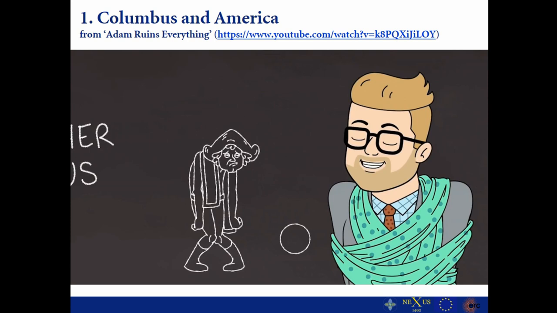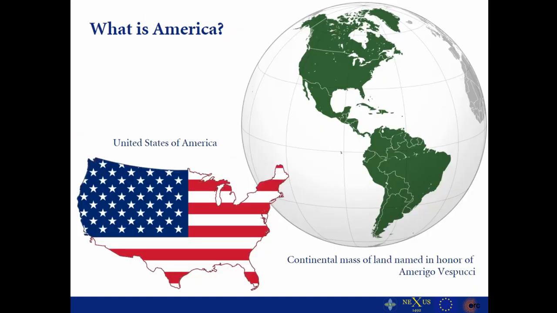So this animation comes from a series called Adam Ruins Everything. And perhaps you already identify, and this is my point in this particular case: what is America? In this video, they talk about America, and at least so far, it is not very clear if they are talking about the United States of America, the actual country, or they are referring to the continental mass of land, named in honor of Amerigo Vespucci, which is the whole continent of America.